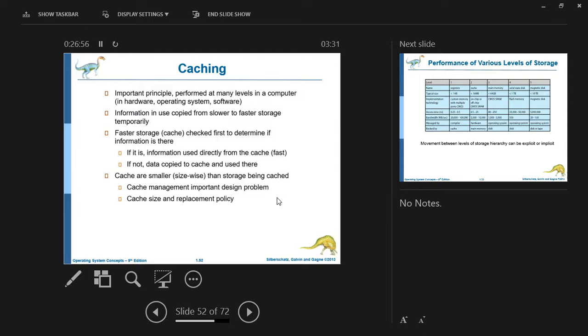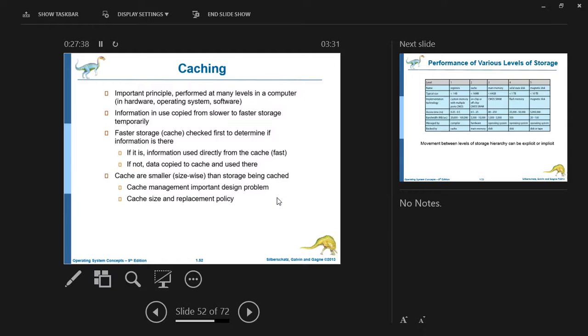So information in use is copied from slower to faster storage temporarily. What you basically store in the cache is the data which is frequently accessed from the main memory. Instead of going to the main memory, you can take it directly from the cache, right? It maintains a log of the information which is frequently accessed, so it can be taken directly from the cache instead of going to the main memory. It is something like bypassing the main memory to access certain data from the cache.